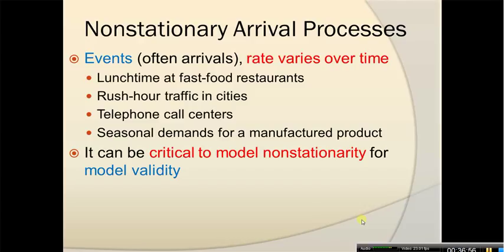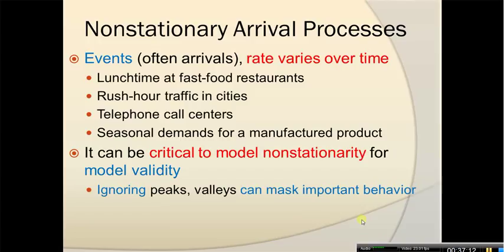So it might be critical to model non-stationarity so that you have a very valid model, because if you don't have a valid model and you model everything as stationary, then it will be a garbage in, garbage out situation. So you might need to focus on the peaks. You can't just ignore the peaks, and the valleys can mask important behavior as well. You can't really miss the rush hours, right? Because that's a different model if you don't introduce these rush hours into your model.